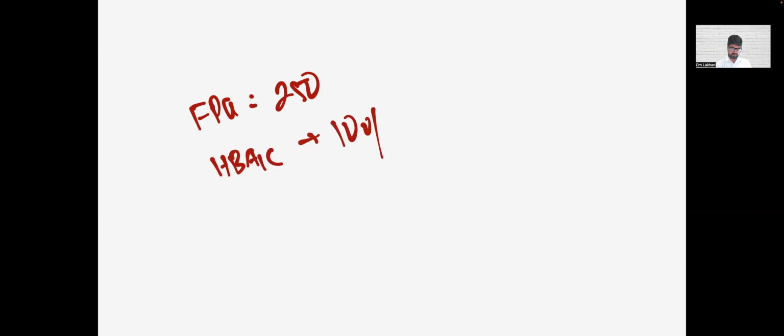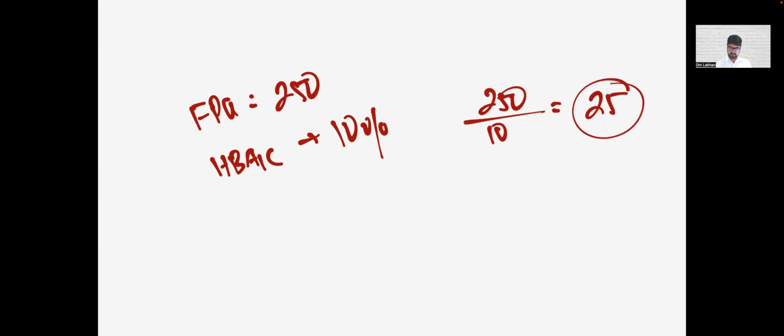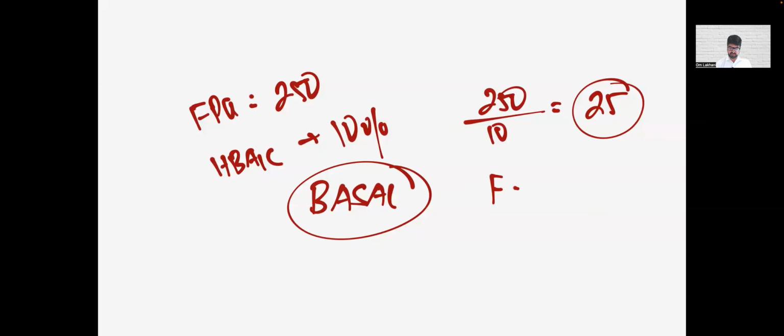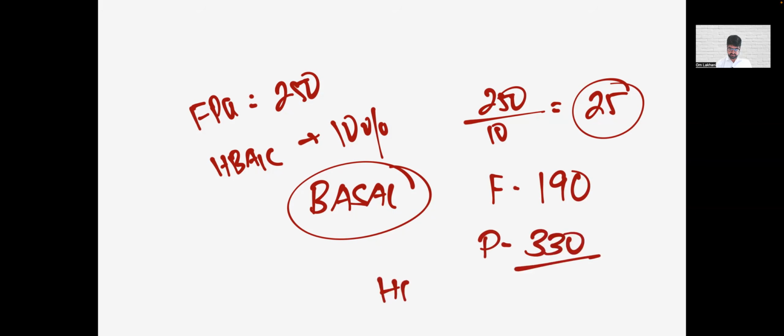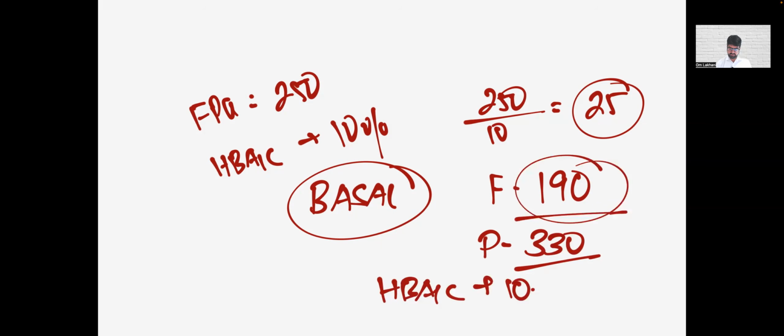For example, let's say your patient has a fasting plasma glucose of 250 and the HbA1c of this patient is, let's say, 10%. So when we divide 250 by 10, we get a value which is 25. Naturally, 25 is more than 20, so we will prefer using a basal insulin. Let's take another case where the patient's fasting sugar is, let's say, 110, whereas the postprandial sugar is 330, and the HbA1c is again 10. In this case, the ratio of fasting plasma glucose divided by 10 will be 11, which is less than 20, in which case you should prefer using a premix insulin.